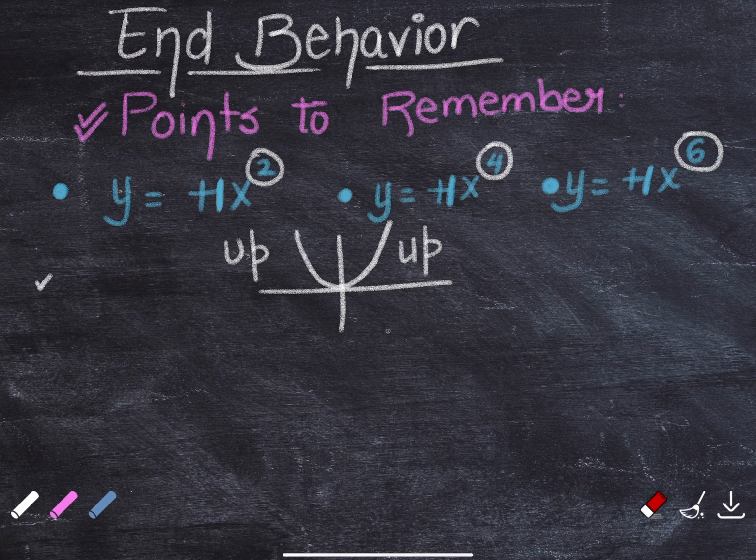So the two points are that these are even functions because the degree is an even number, and the other point is that they have a positive leading coefficient. LC is the leading coefficient. Whenever this happens, these functions will always have an up and up end behavior.